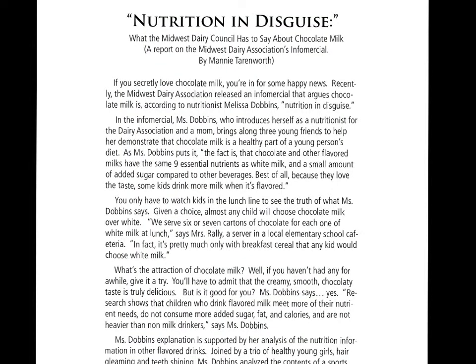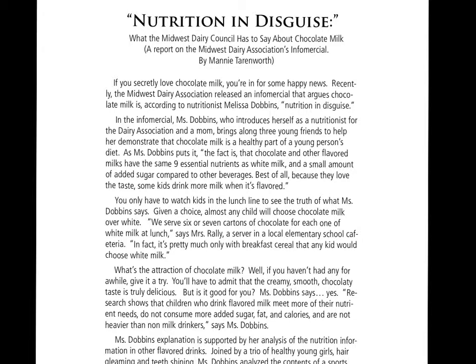Now here's that article called Nutrition in Disguise, and you know that this is a high quality article and it probably has some good facts in it because it's a report from the Midwest Dairy Association. Can't go wrong. When you're looking for reputable evidence, make sure you're looking for a good source. It should be a source that would know a lot about your topic or would be an expert in your topic. I tend to think that the Dairy Association knows what they're talking about when it comes to milk.